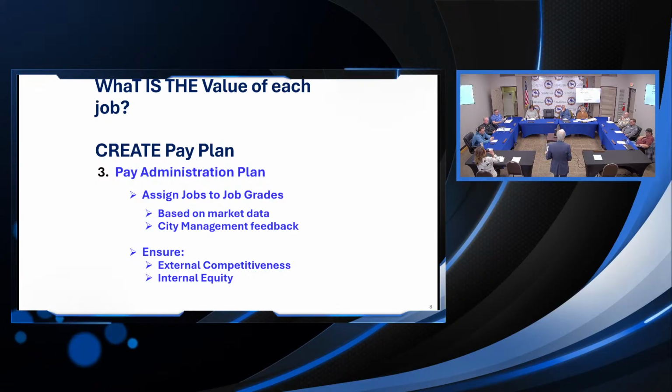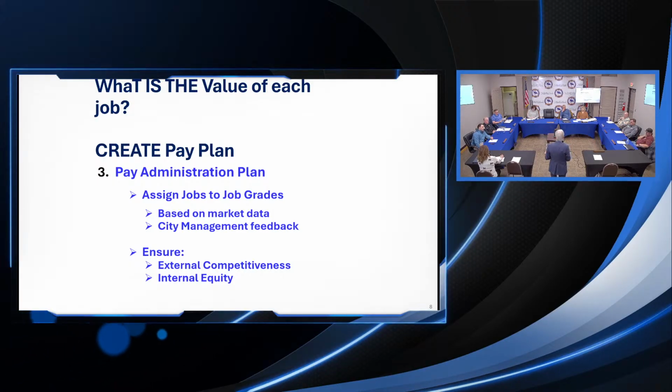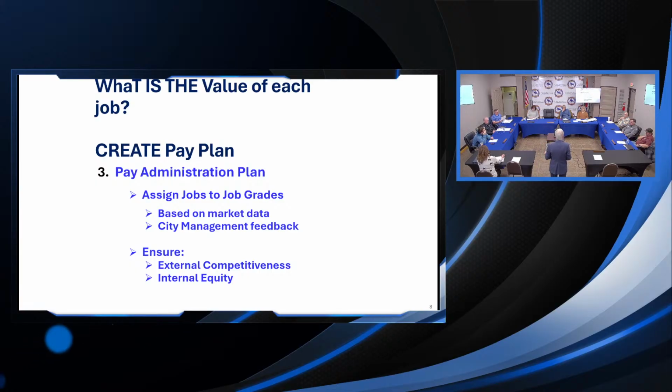Whether you do steps or ranges, that's your call. I'd say 60% of our clients use steps, 40% use ranges. There are advantages and disadvantages to each. We can talk about that if you want, but that's entirely your call. Anyway, one of the questions is, okay, we've got this pay plan with grades and steps or ranges. How do we get the jobs into the pay plan? Again, further focusing on the value of the jobs to the city of Shelbyville.